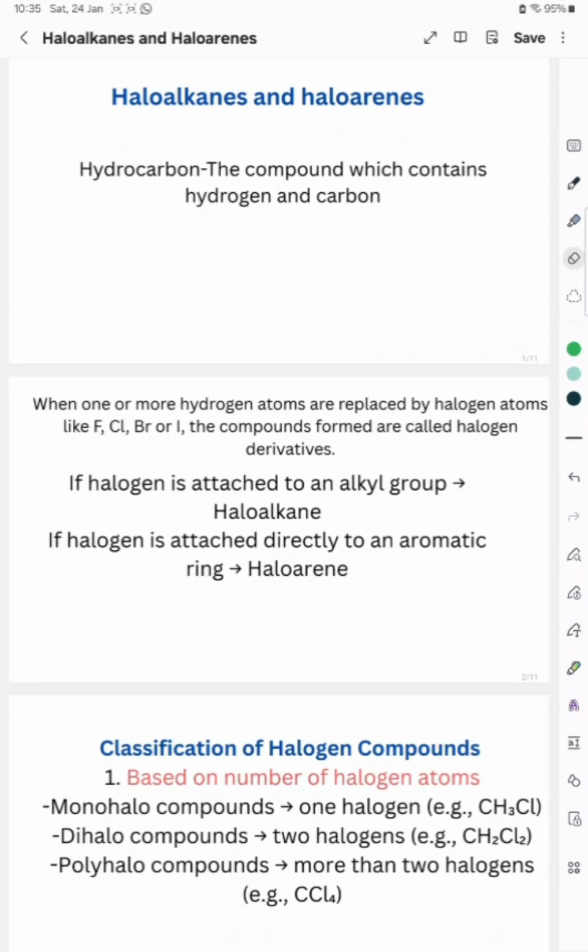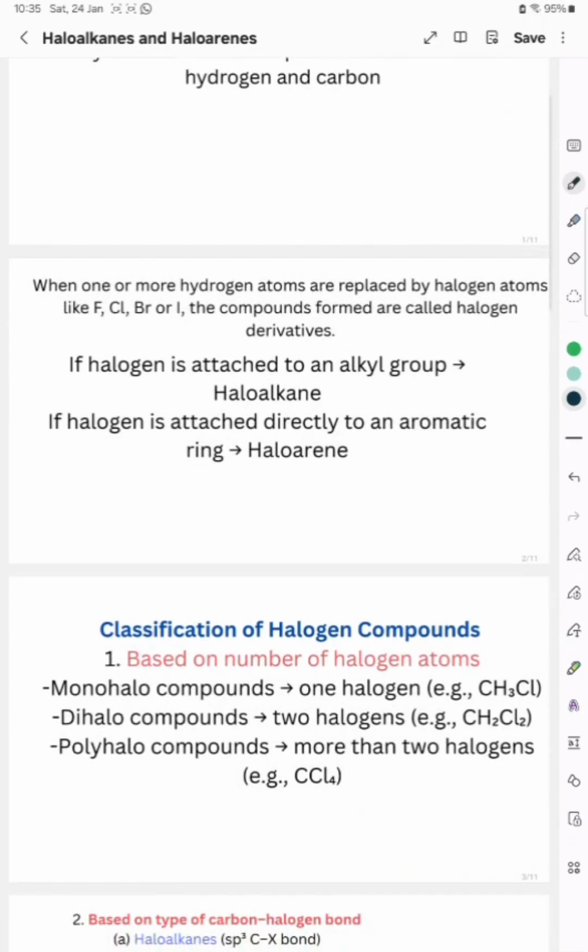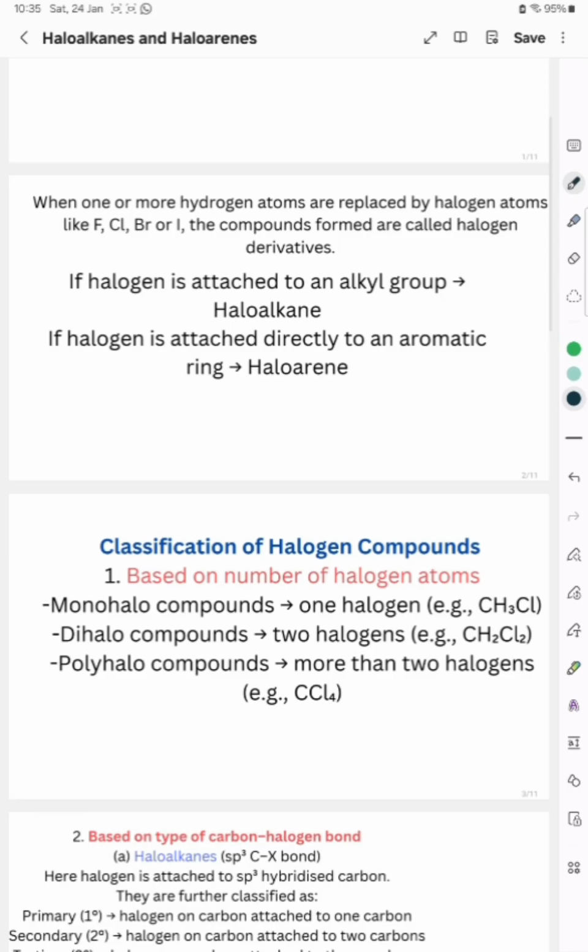Let's study an important chapter from organic chemistry, haloalkanes and haloarenes. We already know about the hydrocarbon which contains hydrogen and carbon only. Let's see halogen derivatives. When one or more hydrogen atoms are replaced by halogen atoms, fluorine, chlorine, bromine and iodine, the compounds formed are called halogen derivatives.